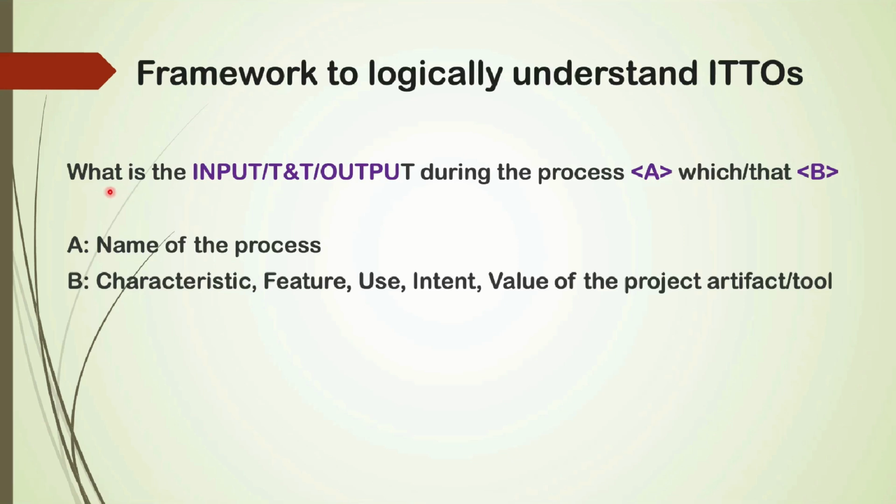Now, this framework goes as: what is the input, tool and technique or output during the process A, which has B. Now, what is A? A is the name of the process with which this input, tool and technique or output is related, okay? And what is B? B is the characteristic, feature, use, intent or value of that project artifact or tool, okay? Now, if you go through this framework as a whole, it reads: what is the input, tool and technique or output during the process, the name of the process, which has the characteristic, the feature, the use, intent or value which it adds to the project as a whole, okay?